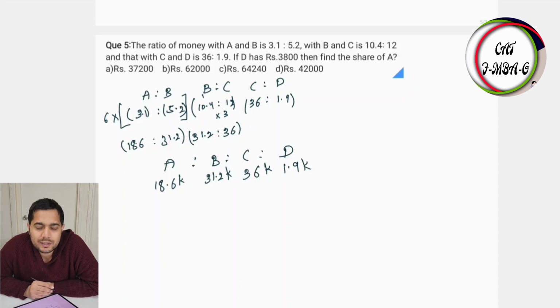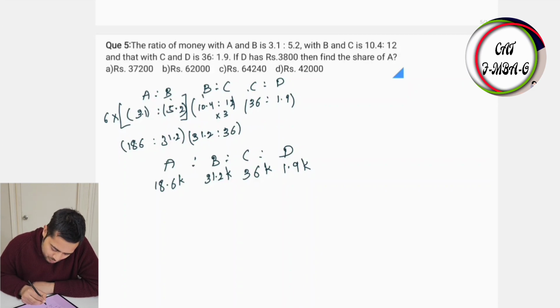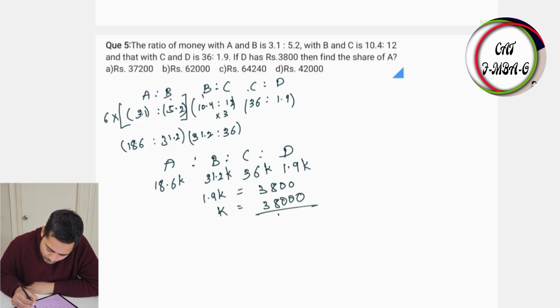Earlier if you would have taken it, then the answer might be wrong because the proportions are not in line with each other, you cannot equate them. But now since we have made B common, C common, now you can take the ratio as the same and constant of proportionality as the same. So 1.9K is given 3800, that implies K is equal to 3800, one more zero to remove the point, is equal to 2000.